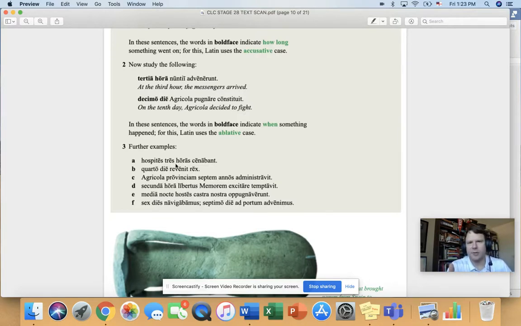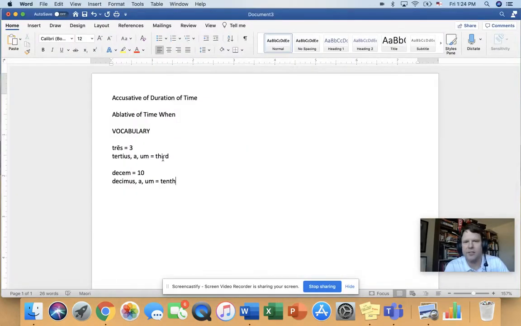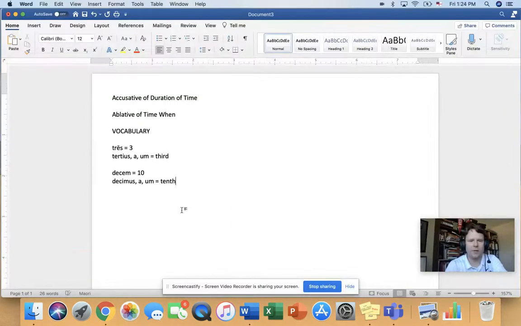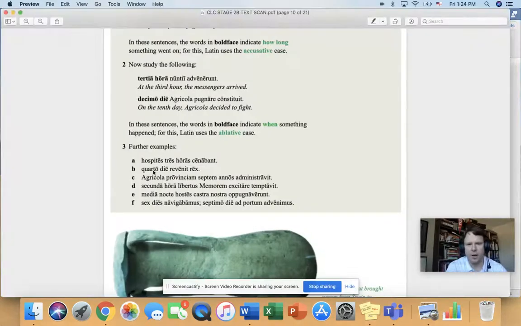So tres, like letter A for number 3, we have tres horas. Go ahead, I'll ask you the question: pause it, think about it, unpause it to get the answer. Tres, is this 3 or is this third? Are we saying for 3 hours, or at the third hour? Pause it. The answer is for 3 hours. So tres is 3. Remember, tertius is third. If we look at number 2, we've got quarto die. I'm going to ask you, quarto, is this 4 or is this fourth? Pause it and figure out what quarto die means. Quarto die here, not quattuor. Quattuor equals 4. Quartus equals fourth. So on the 4th day.